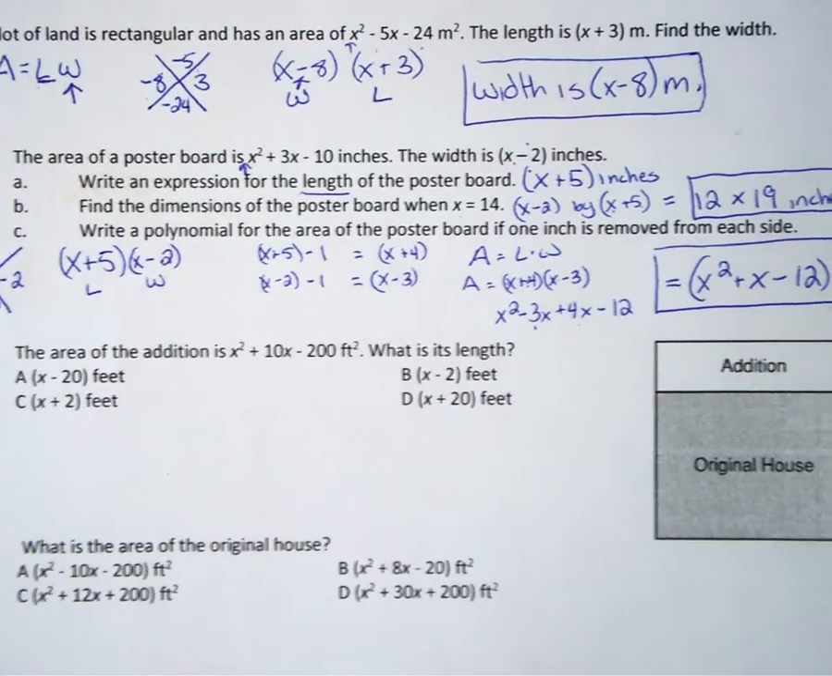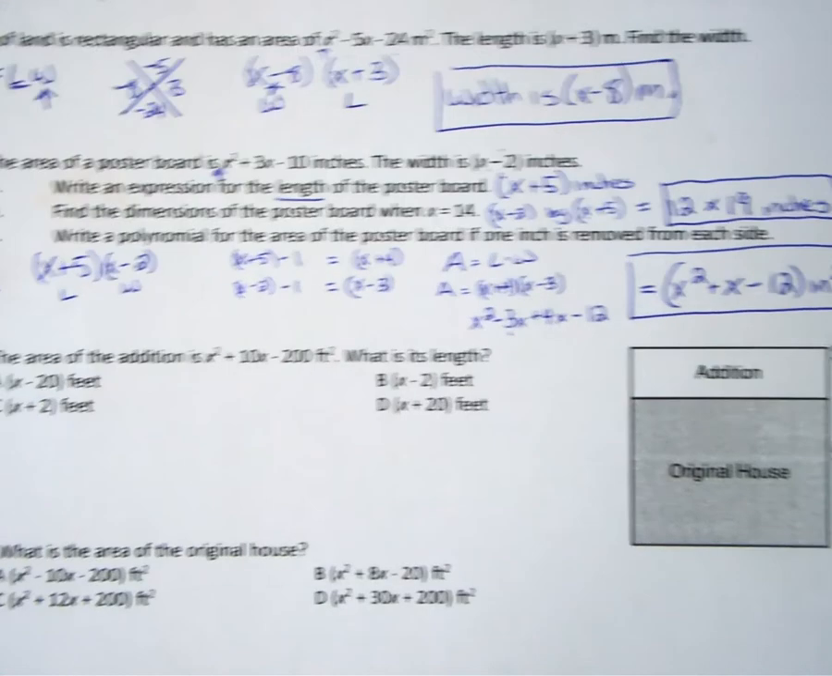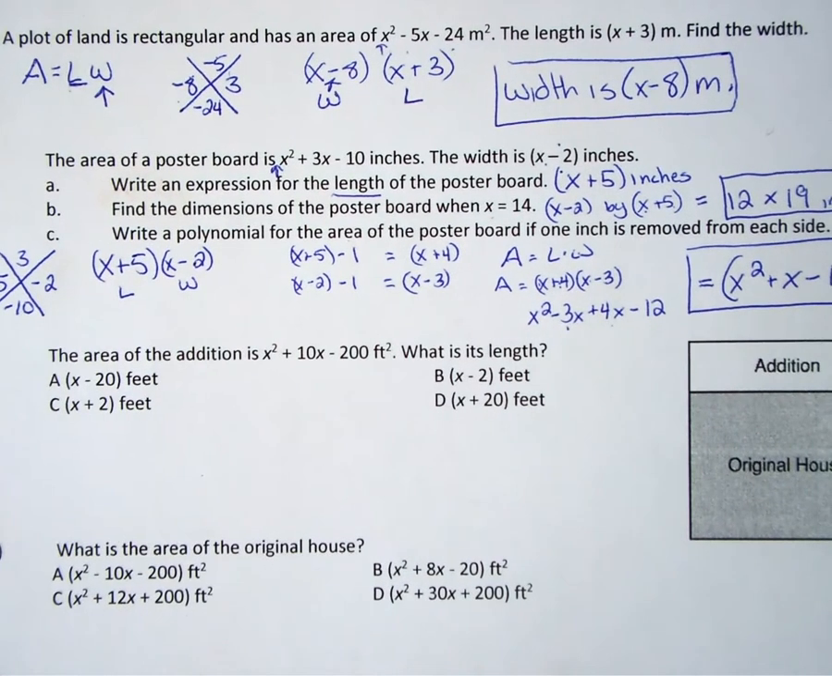All right, the area of an addition. Notice I've given you some reference points on the chart. You're not going to be able to see it while I have the question showing. The area of the addition is x squared plus 10x minus 200. What is the length?